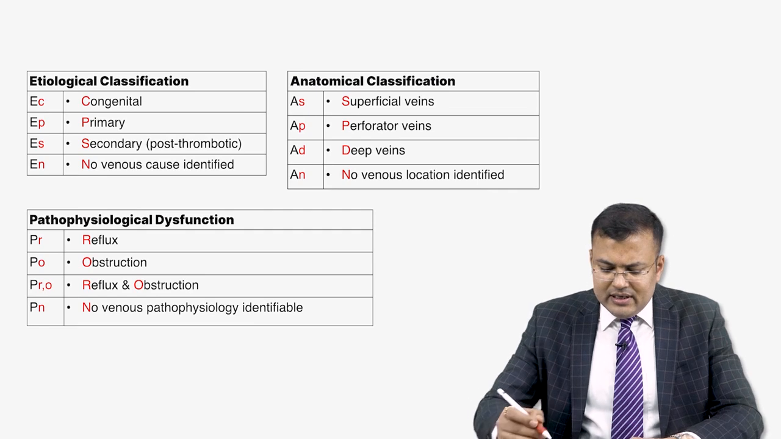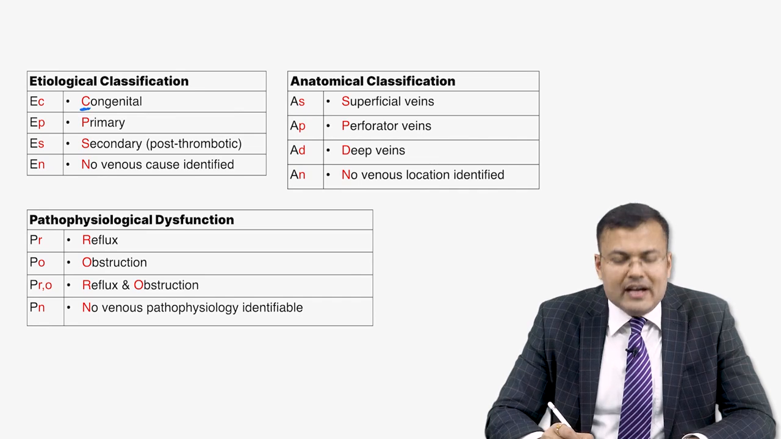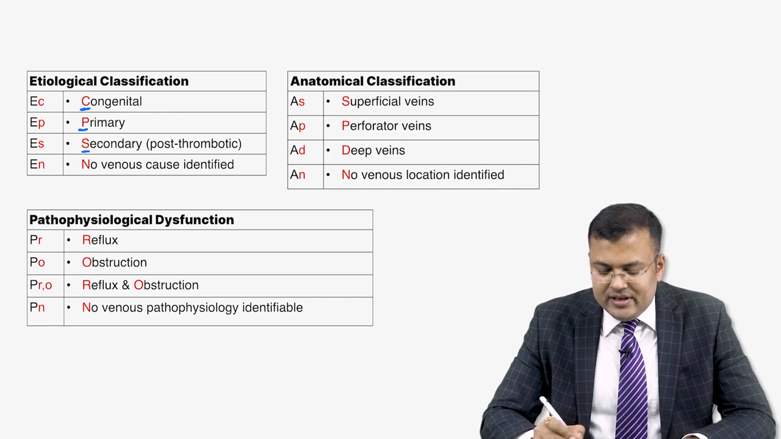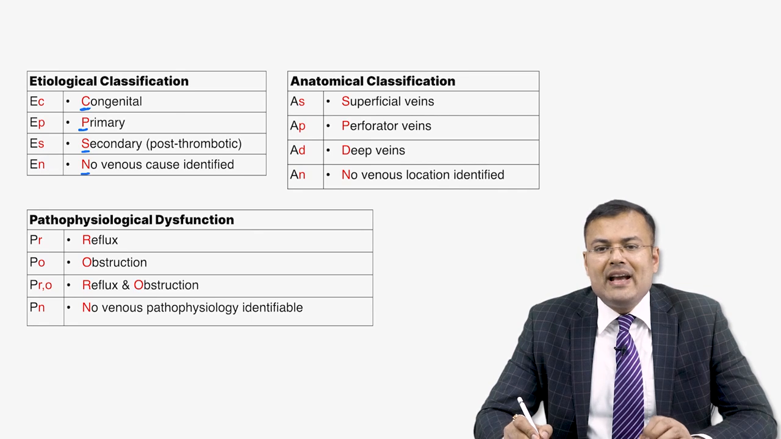Now see, the etiological classification also starts with E. If it's congenital, we add C. If it's primary, we add P. If it's secondary, we add S. And if no venous cause is identified, we add N.